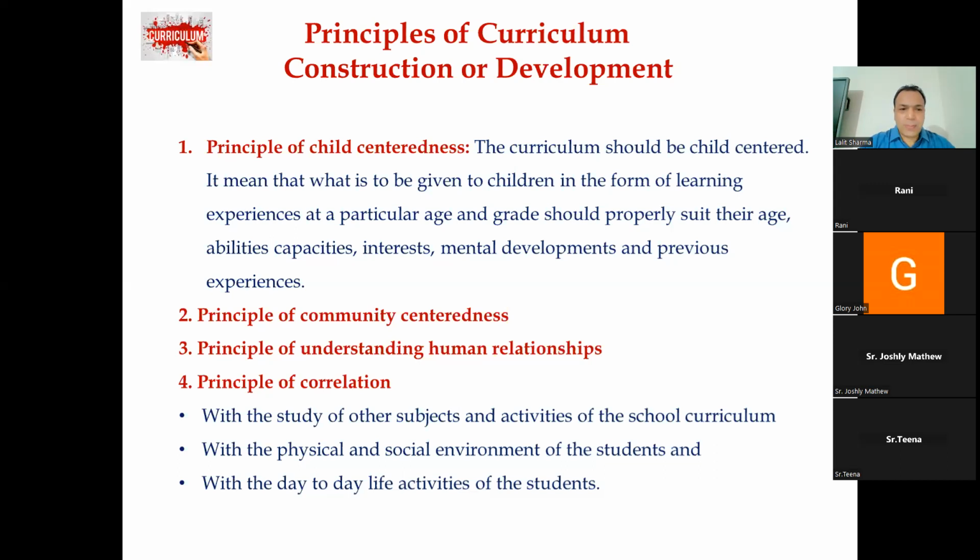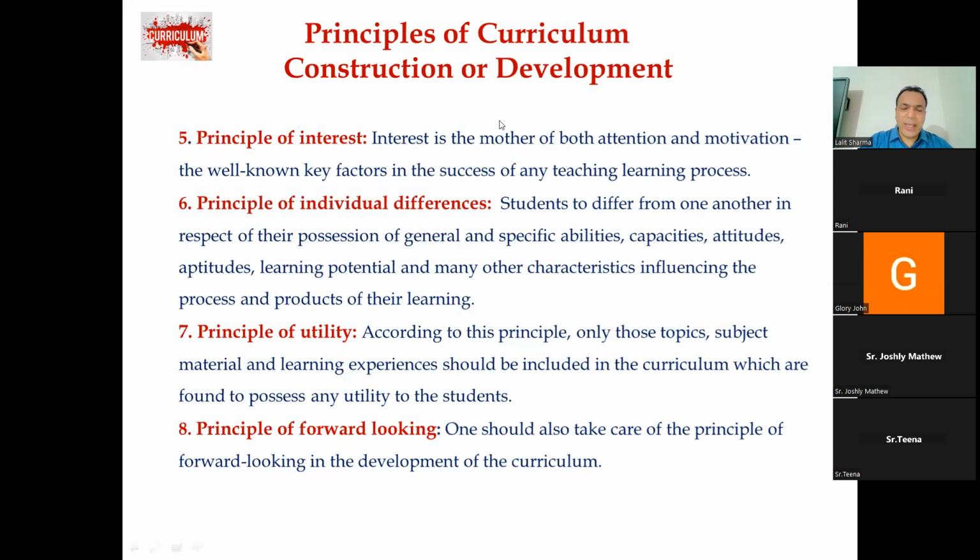Okay. Next, principle of community centeredness, understanding of the human relationship, principle of correlation, interest, principle of individual difference. This is another important point. Sixth point is curriculum should be based on the individual differences. All the students are not alike. Even twins are different. Okay. They have different attitude, aptitude, knowledge, intelligence, their opinion, they have the difference.